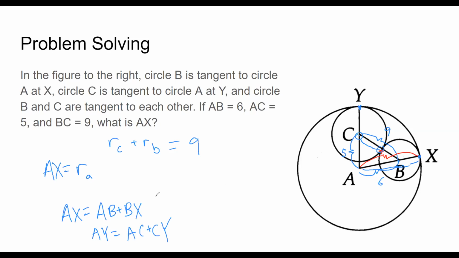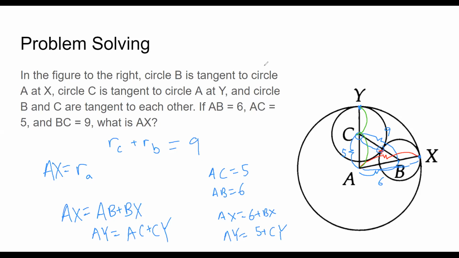So now, AY is AC plus CY. AC is here and then CY is here. Well, let's see what we know. We know AC and we know AB. AC equals 5, AB equals 6. You can rewrite this as AX equals 6 plus BX and AY is equal to 5 plus CY.